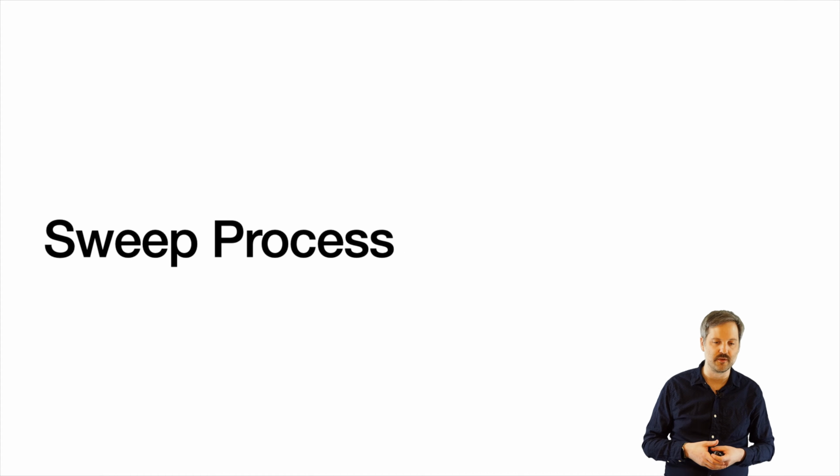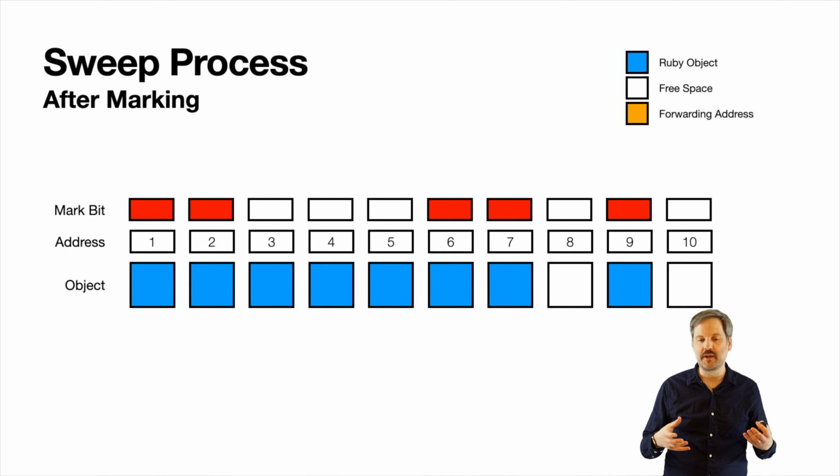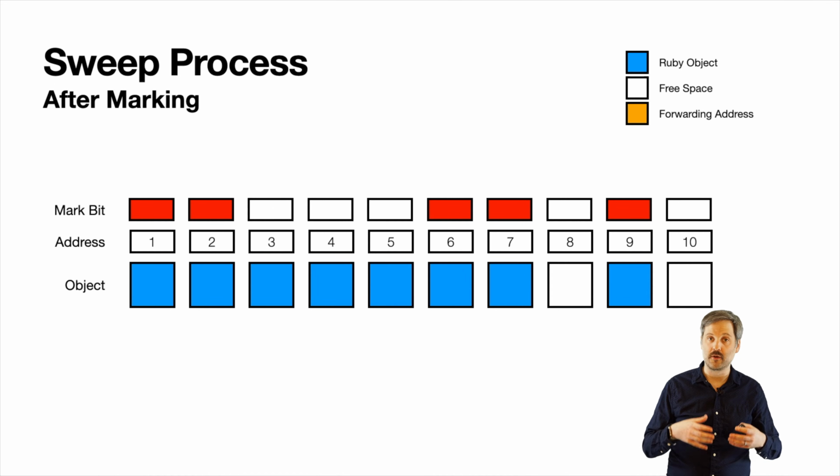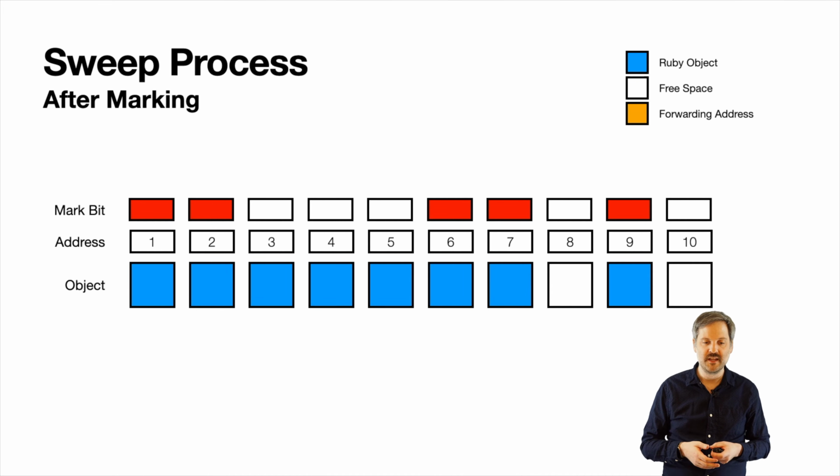So let's take a look at the sweep process and then talk about how we can integrate the movement process into it. I'm not going to explain the marking step, but after the marking step, any objects that are going to stay alive will be marked. And we have a mark bit. You can see at the top of this graph there's a mark bit, and any of those objects that are going to stay alive are marked in the mark bit. And any objects that are not marked, those will be collected. Those will be swept.